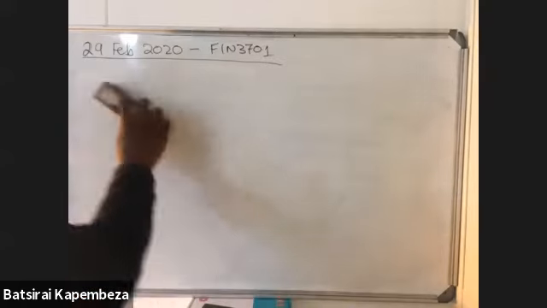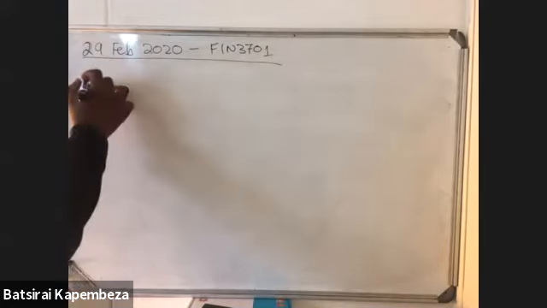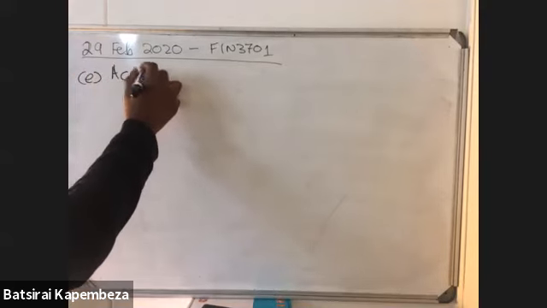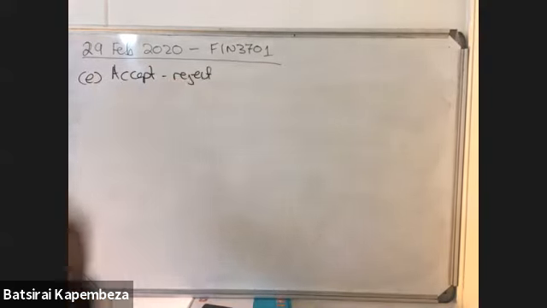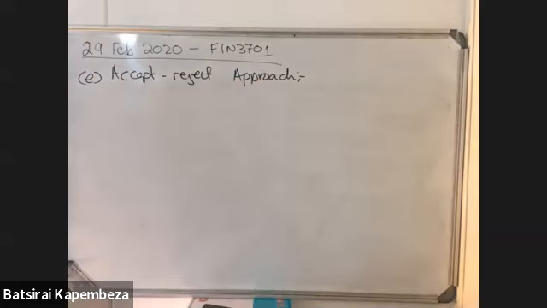Right. The next two terminologies, the second last one is what we call the accept, reject approach. Now with the accept, reject approach, this occurs when we have a certain minimum standard that a project should have, and we accept all projects which meet the minimum standard, and we reject all projects which do not meet the minimum standard.